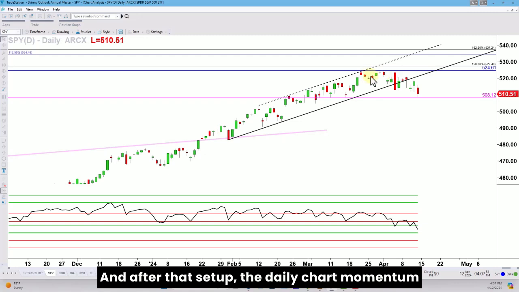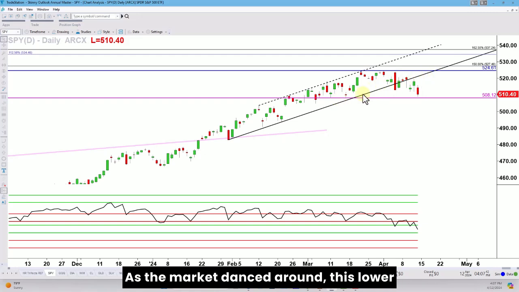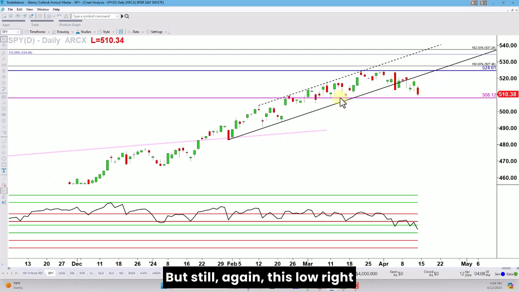And after that setup, the daily chart momentum readings have been not really telling us anything new because it's just been super, super volatile as the market danced around this lower boundary line, finally broke below it, attempted a return on Thursday, but traded lower here on Friday. So this RSI power zone's choppiness and slowness is basically reinforcing the choppy action on the daily chart. But still, this low right here is still being held, so all is not lost yet.